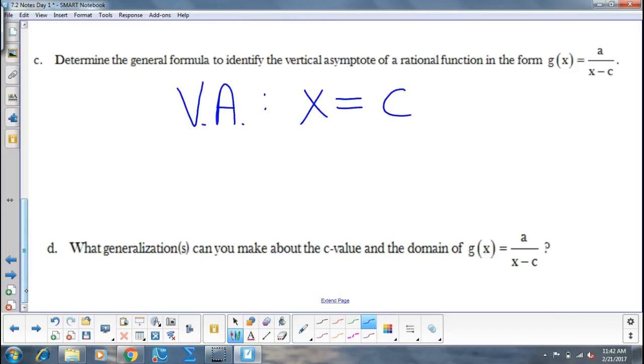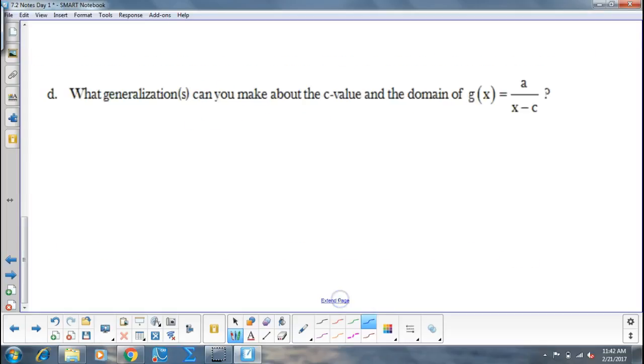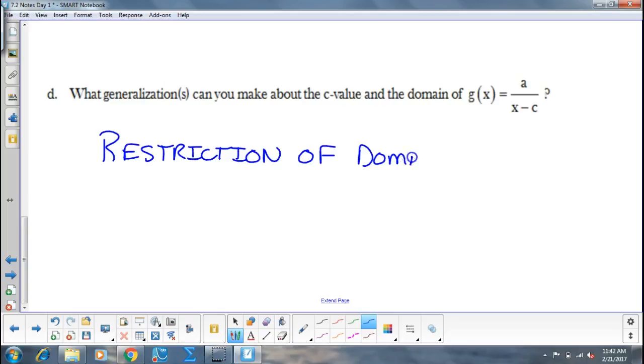What generalizations can you make about the C value and the domain? Well, we've already talked about that too, that the restrictions are X cannot equal C. So the restrictions of the domain then are X cannot equal C.